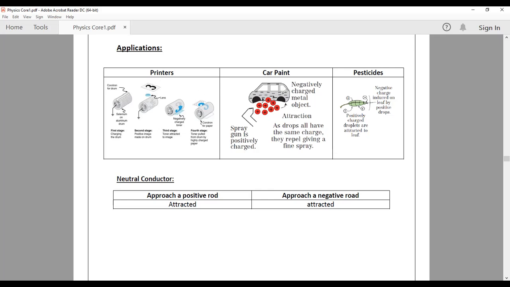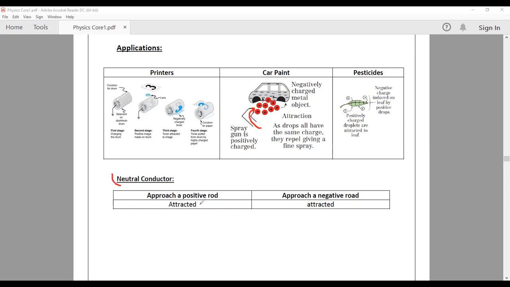Like car paint: if you want to paint some parts of the body, you make those parts negatively charged, and then you spray the color, which will be positively charged, so it will be attracted only to the parts that you need to paint. Pesticide: if you need to apply pesticide to parts of the plant, you apply a positive charge on those parts, and then you apply the pesticide, and they will attract each other only on the specific part that you need to add the pesticide on.